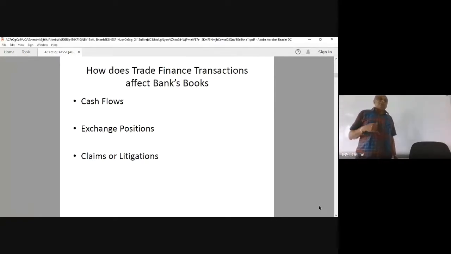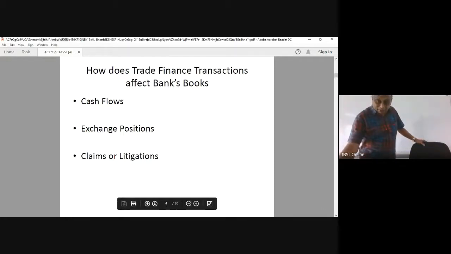Then claims of litigations in bank guarantees. Even a trade purchase will have an effect.